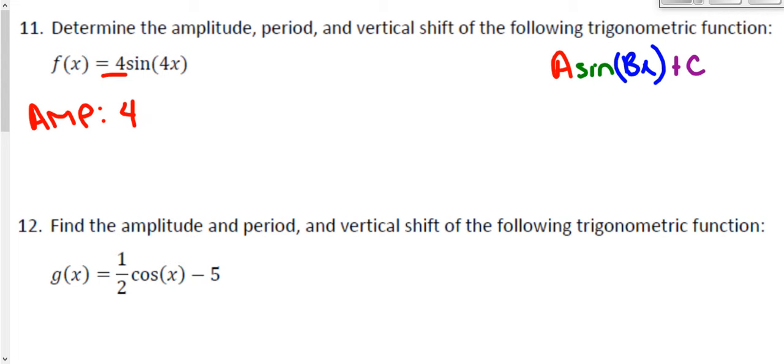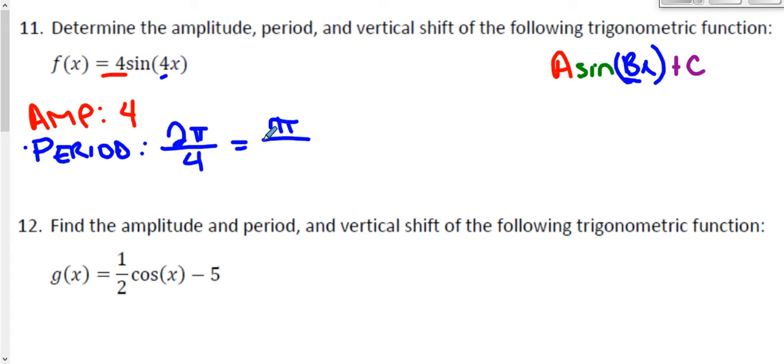Easy to find. To find b, which is going to contribute to our period, we always have to do 2 pi divided by whatever our b value is. And this time the b value is 4. So 2 pi divided by 4. And if I simplify this fraction, 2 over 4 reduces. This is just pi over 2.